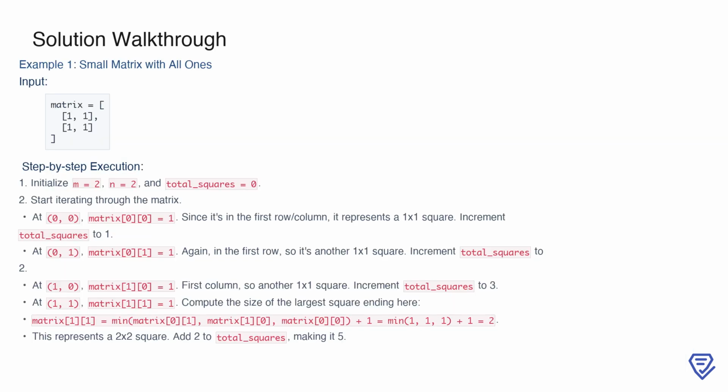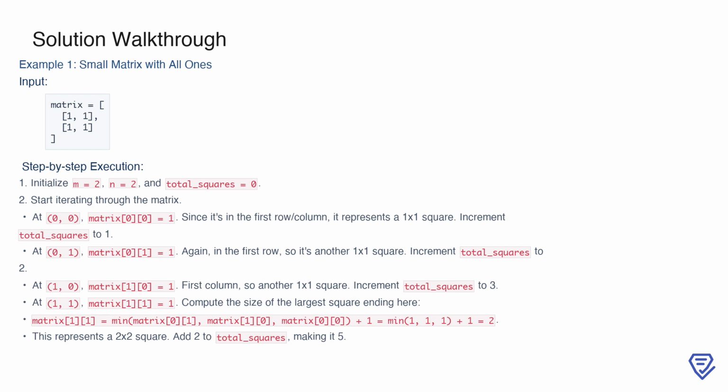To begin, we start with a small 2x2 matrix where all values are ones. The goal is to count all square submatrices filled entirely with ones. First, we initialize the dimensions of the matrix, m equals 2 and n equals 2, along with total_squares equals 0 to keep track of the count.